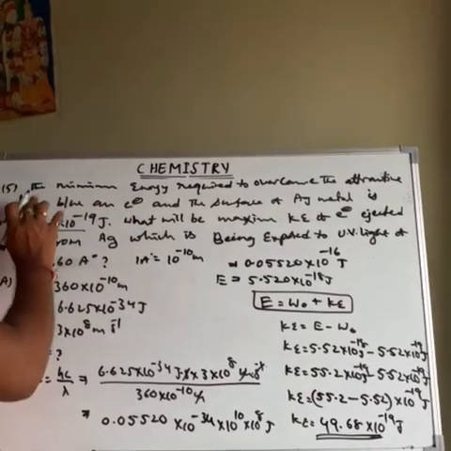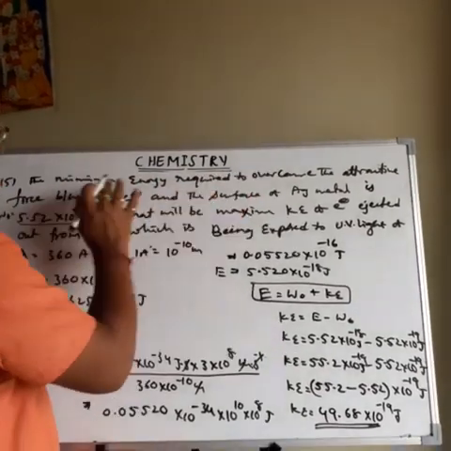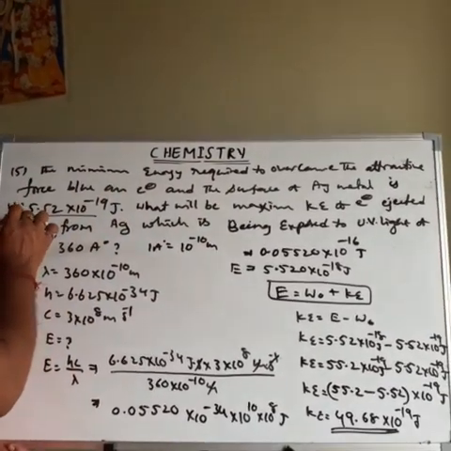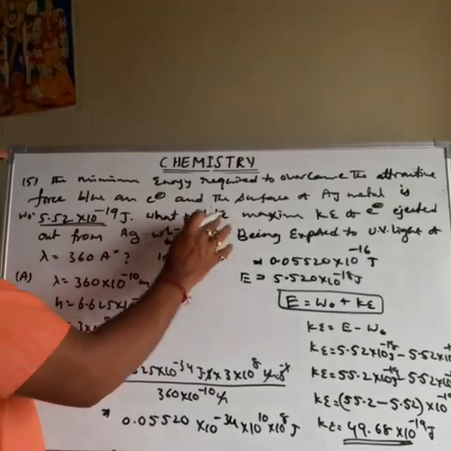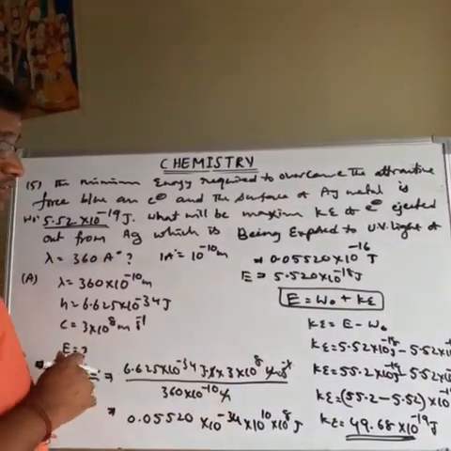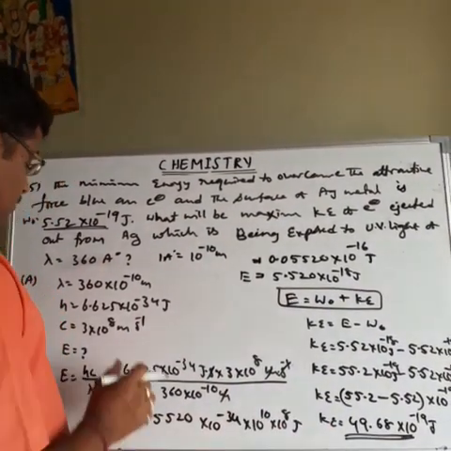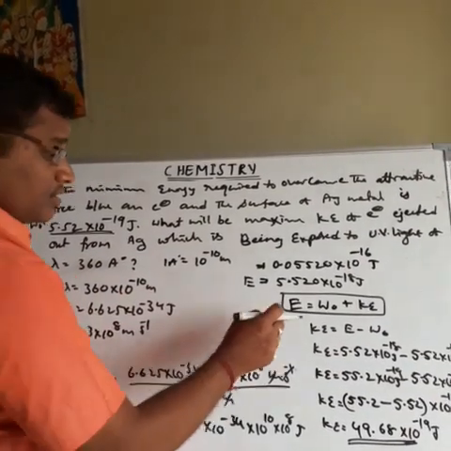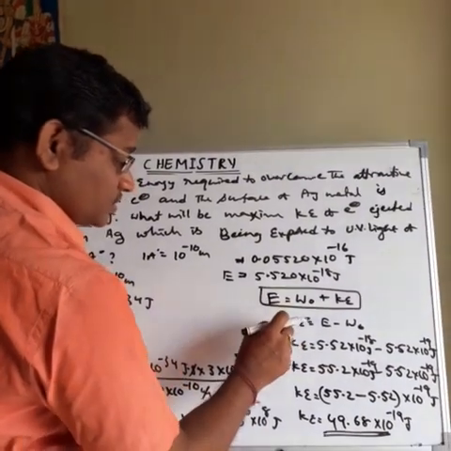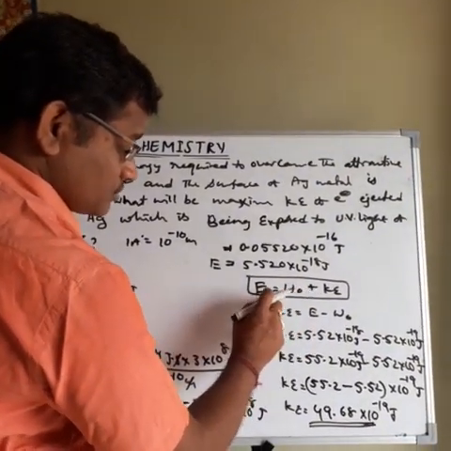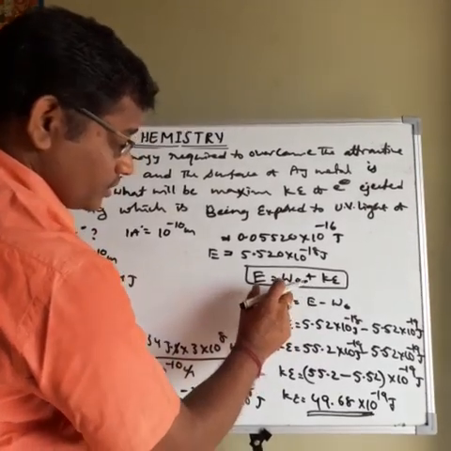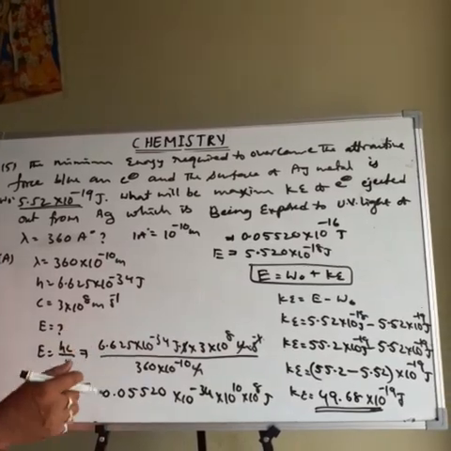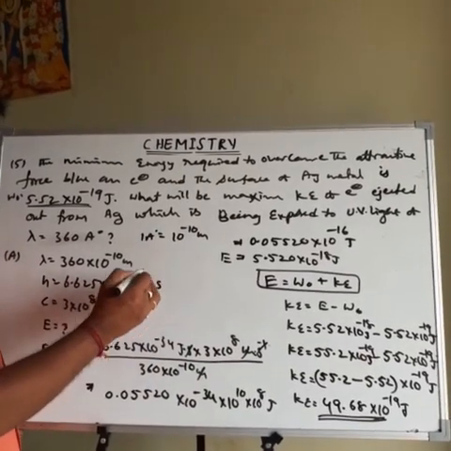So I understand what they gave: the minimum energy required to overcome the attraction between the electrons and the metal atom. That minimum energy means the work function, W naught value, they give. What will be the maximum kinetic energy? You have to find out the kinetic energy. How? First you find out the energy by using the wavelength. Then separate the energy minus work function, and then we get kinetic energy. So this is about the problem here.